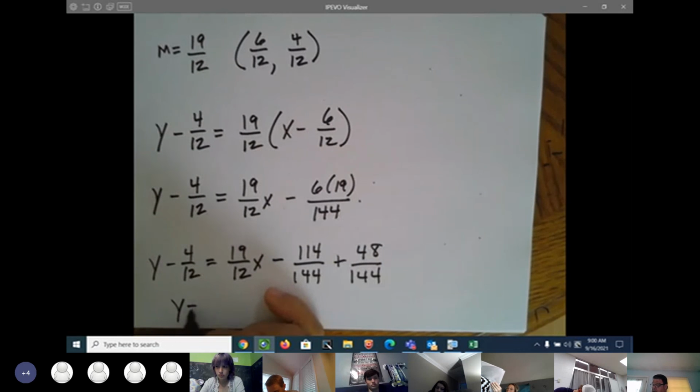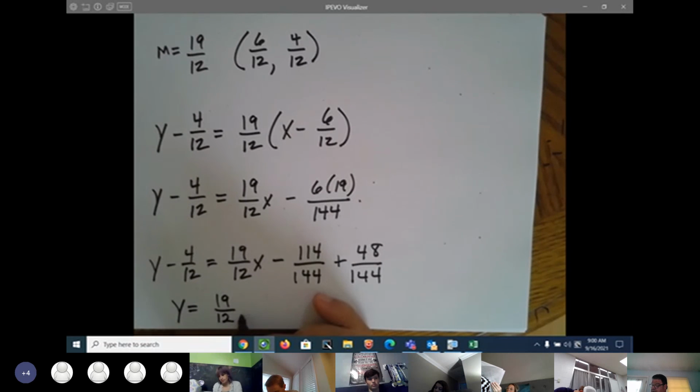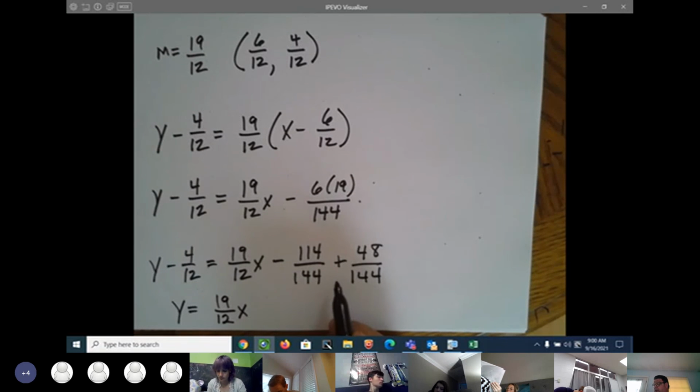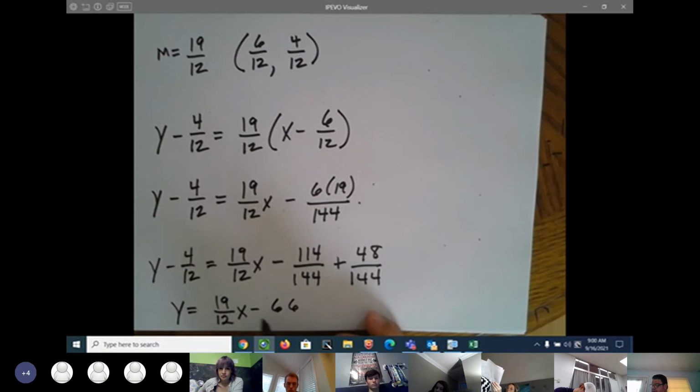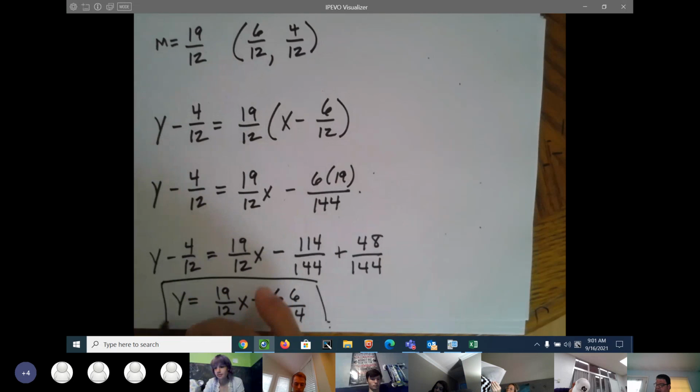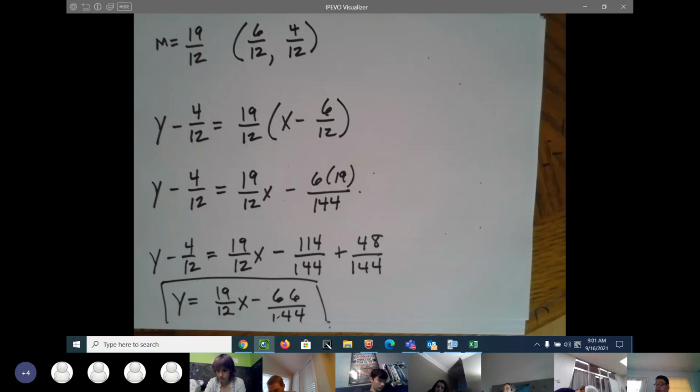So Y is equal to 19 twelfths X. Let's see, 114, that'll be a 6. And 10 minus 4 is 6. Somebody check me, I believe. And you can reduce that down. I'm not going to worry about that. Just check my math to make sure it's 66, please. Okay. If you can do that, you can handle anything I give you on the test as far as 4.1 and 4.2.